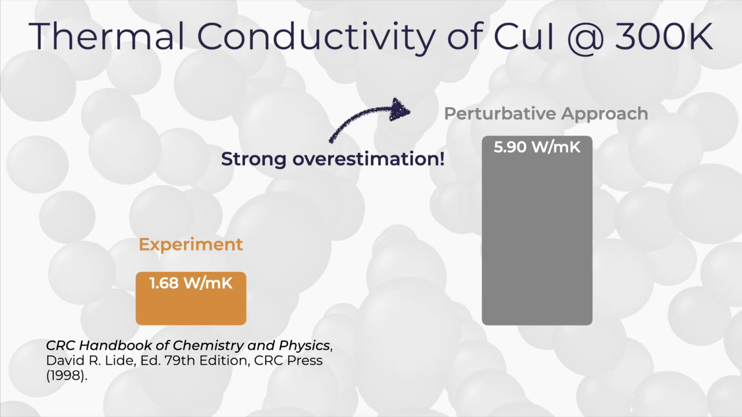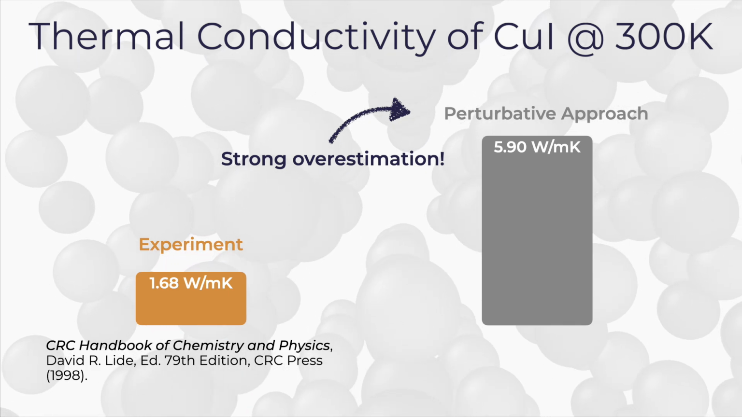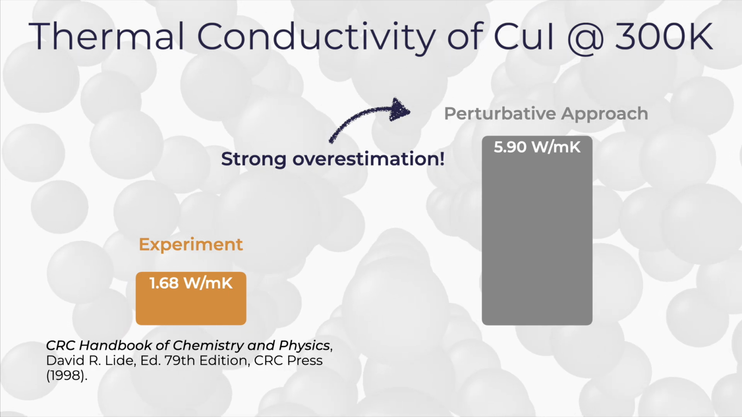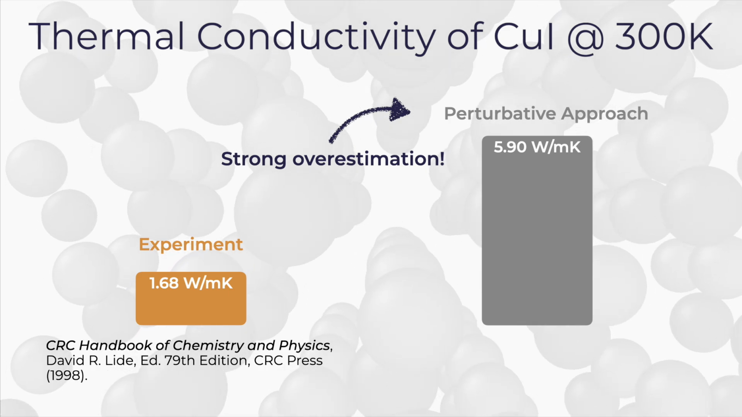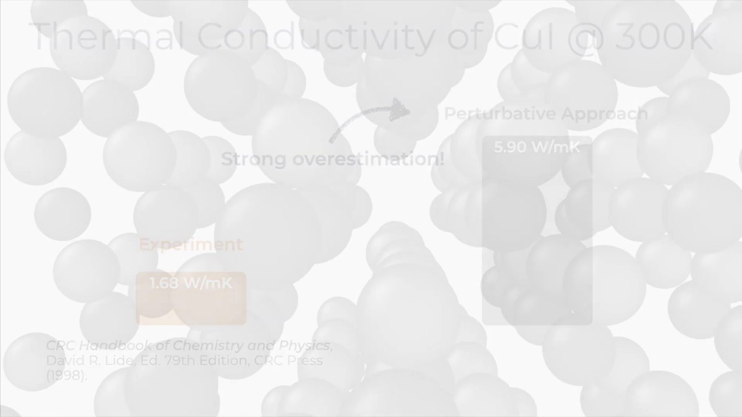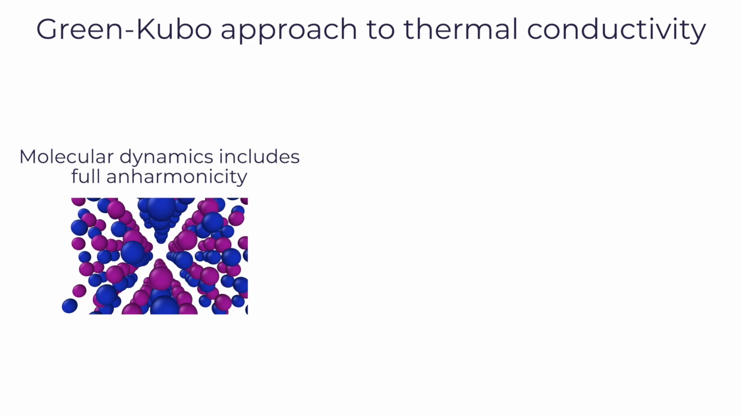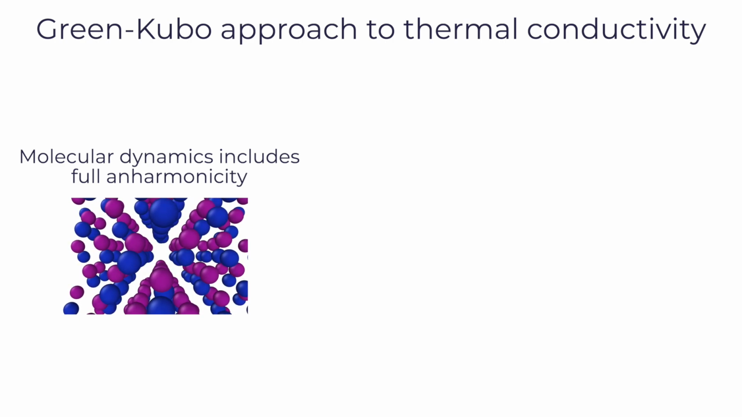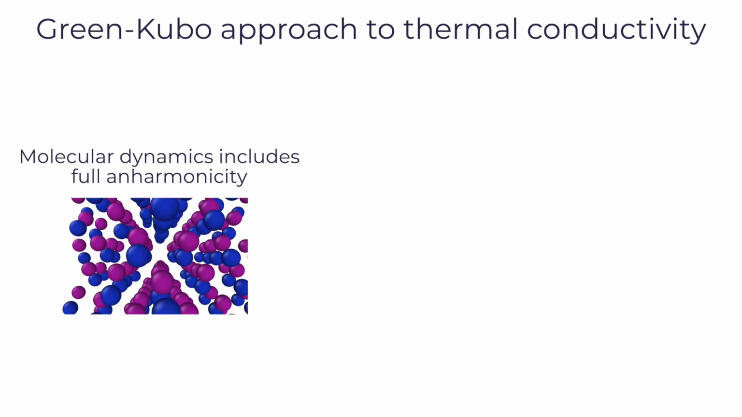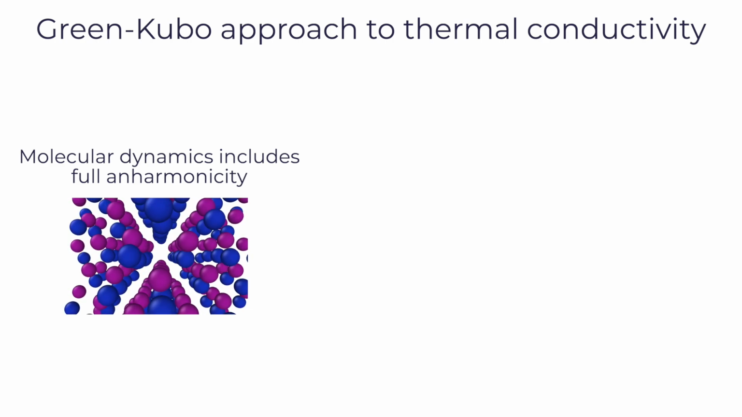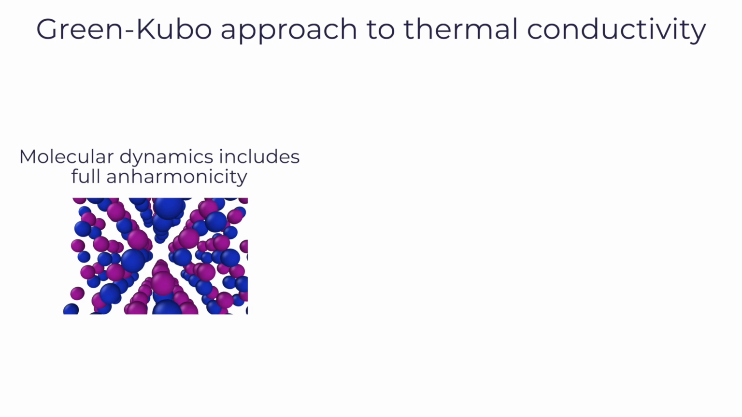Now you might ask yourself, why do we have such a large discrepancy? Well, the Boltzmann transport method and similar perturbative approaches simply can't capture the extreme anharmonic behavior in this material. And this is where the Green-Kubo method comes in. Instead of treating anharmonicity as a small perturbation, we use molecular dynamics to capture the full dynamics of the system and directly account for all orders of anharmonic effects.